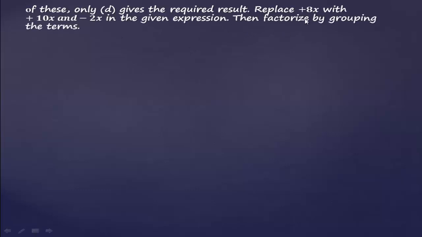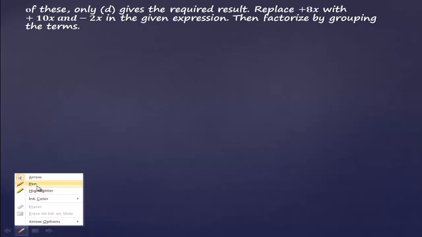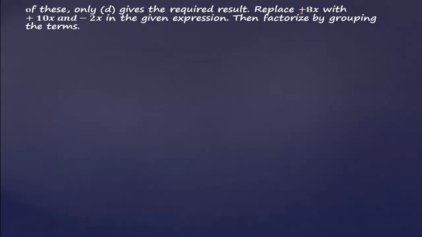Replace plus 8x with the two factors that we have gotten in the equation they gave us. Anywhere you see this one, you are going to replace it by the two factors that we have gotten. Are you getting it now in the given expression? Then factorize by grouping the terms.